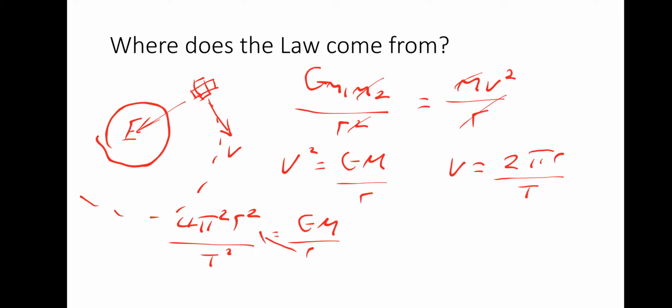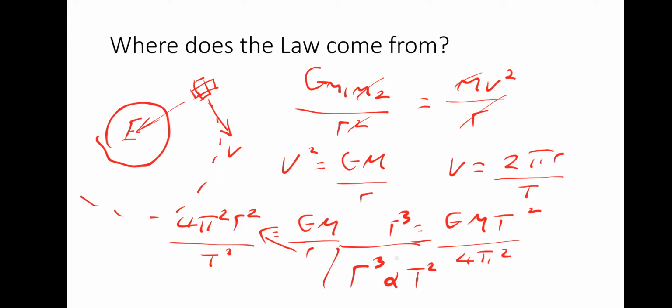squared, if we take this r up to this side. So r cubed essentially is equal to GMT squared divided by 4 pi squared. The GM divided by 4 pi squared is just a constant. The mass of the body that's being orbited is constant, G is constant, and 4 pi squared's a number which is also constant. So we can see there's a relationship, r cubed is proportional to T squared, and that is Kepler's law.